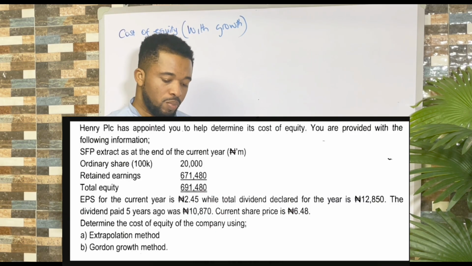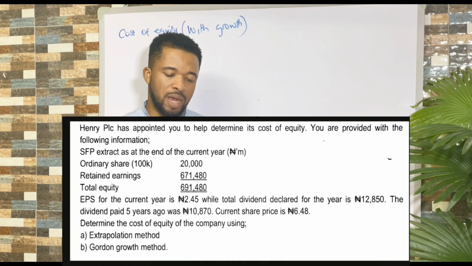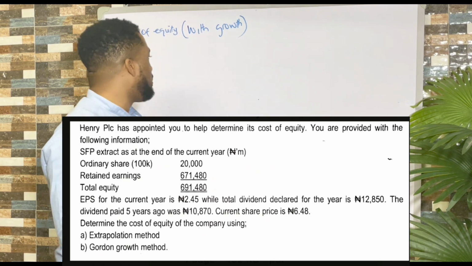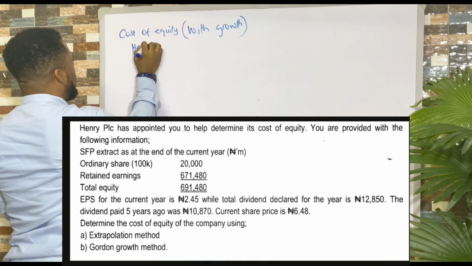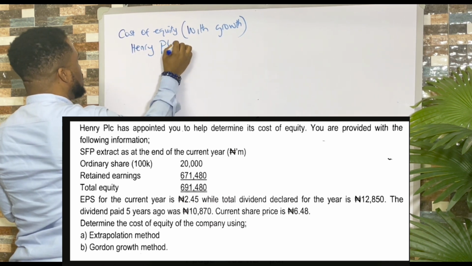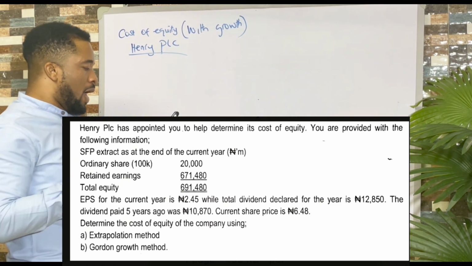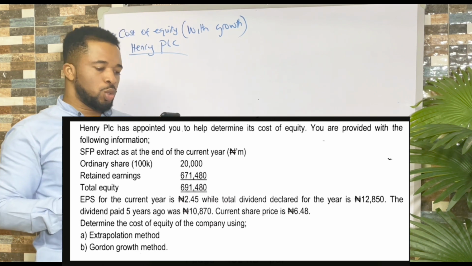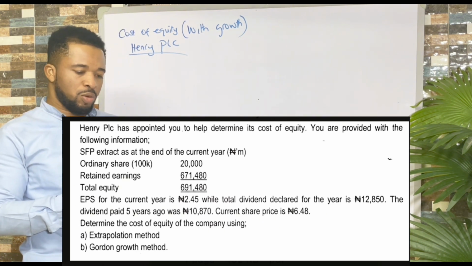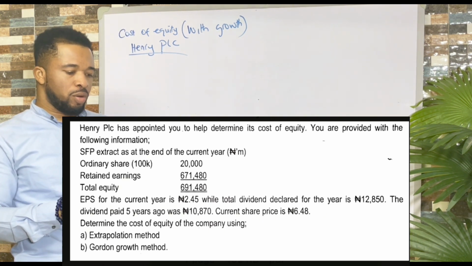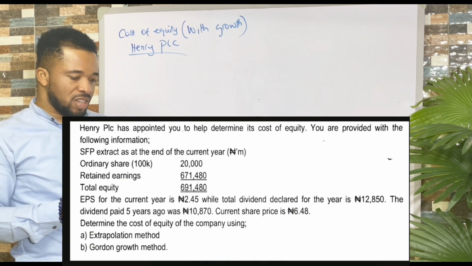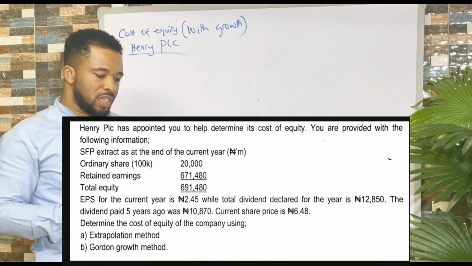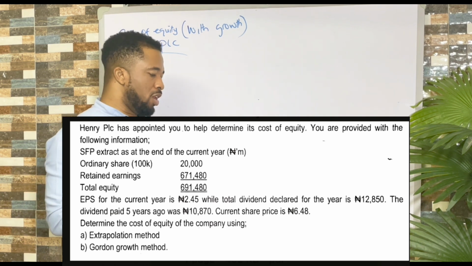The name of the question is Henry PLC. Henry PLC has appointed you to help determine its cost of equity. You are provided with the following information. The statement of financial position extract as at the end of the current year is given in $1 million.